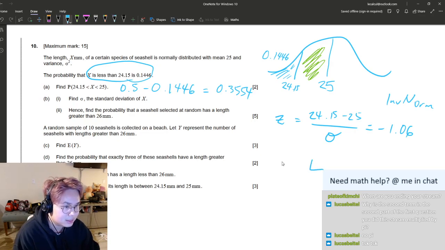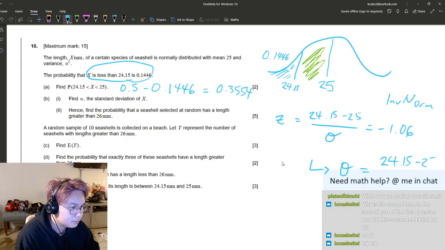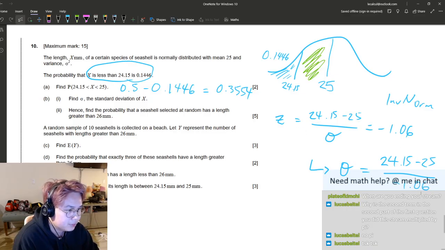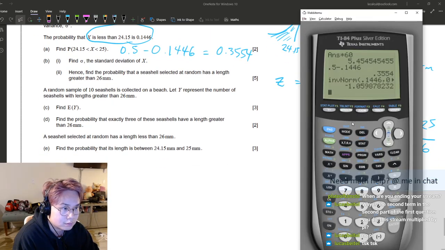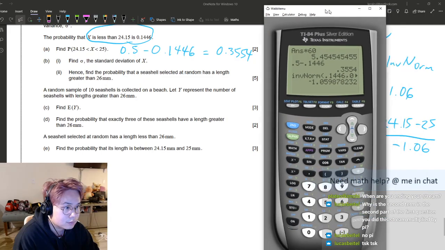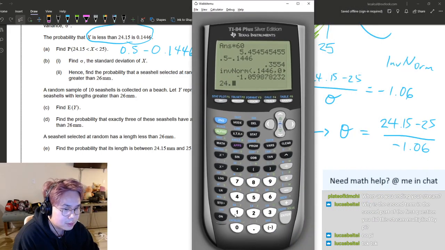Alright, so then from this equation for the z-score, we can find the standard deviation by dividing these two. So 24.15 minus 25, divide this by negative 1.06. So 0.802.